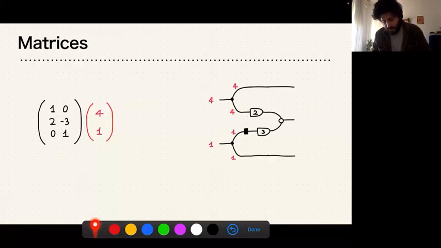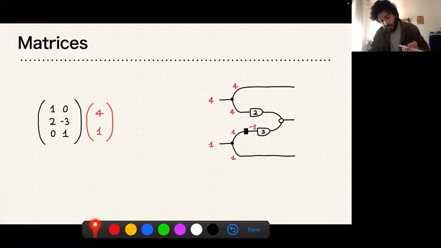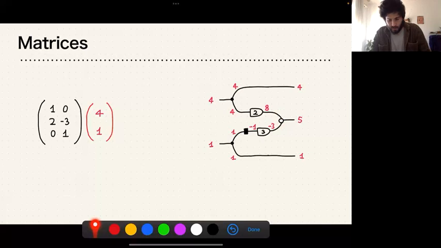Then this 1 here gets multiplied by this black box, which is syntactic sugar for a -1 amplifier. And so 1 gets multiplied by -1 and we get -1. Then the other two amplifiers do their work. And so 4 becomes 8 and -1 becomes -3. And then 4 and 1 here slide through the identities and we get our first two outputs. And then 8 and -3 get added by the adder and we get 5. So if you do the math, you will see that this 4, 5, and 1 is exactly the result of the matrix multiplication.